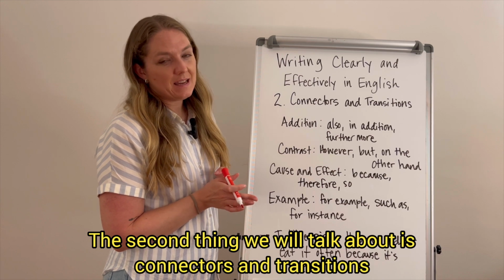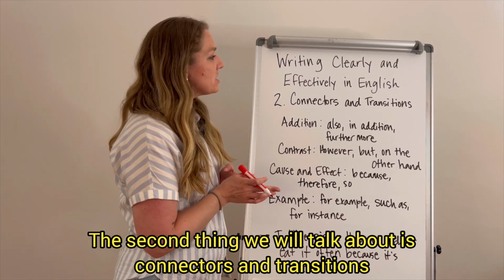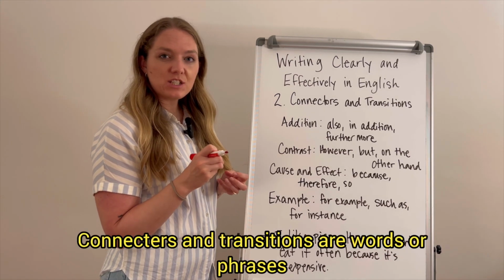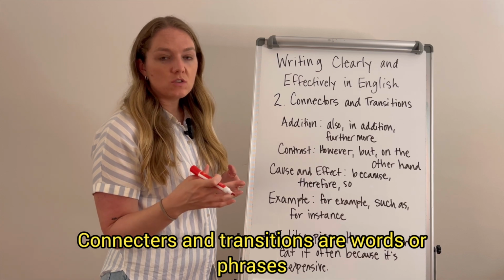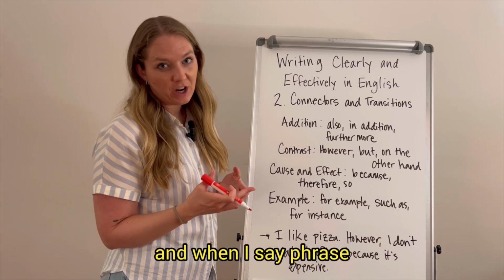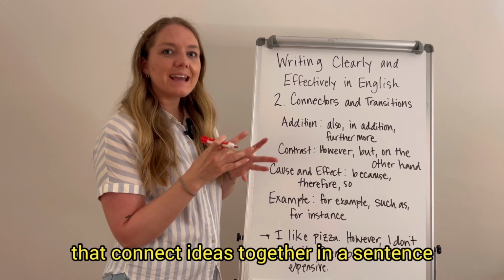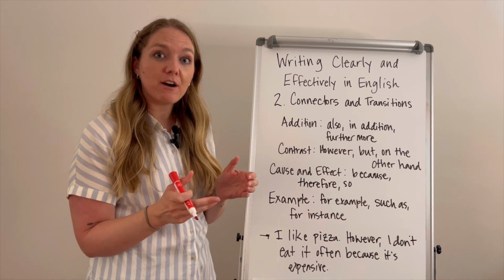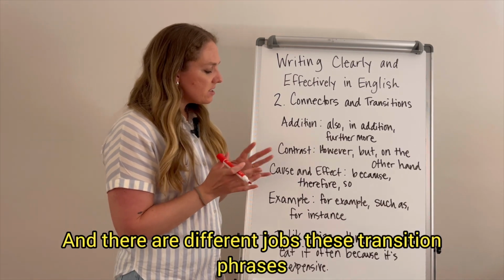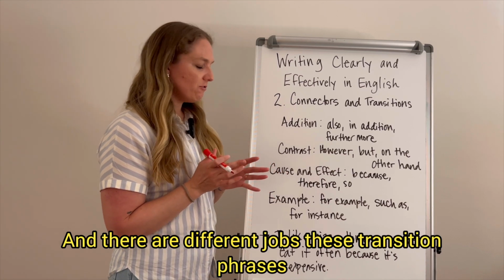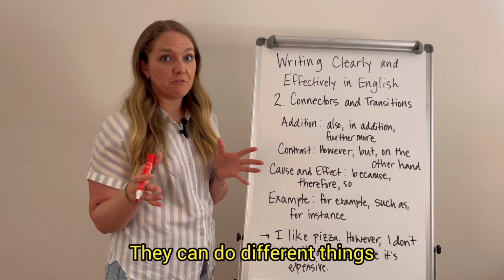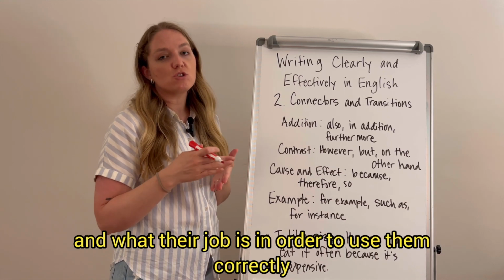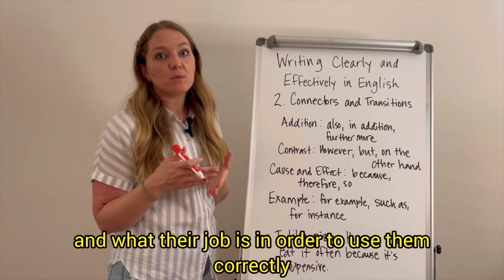The second thing we will talk about is connectors and transitions. Connectors and transitions are words or phrases, and when I say phrase, I mean a group of words, that connect ideas together in a sentence or in a paragraph. And there are different jobs these transition phrases or words can have. They can do different things. And so it's important to understand different ones and what their job is in order to use them correctly.